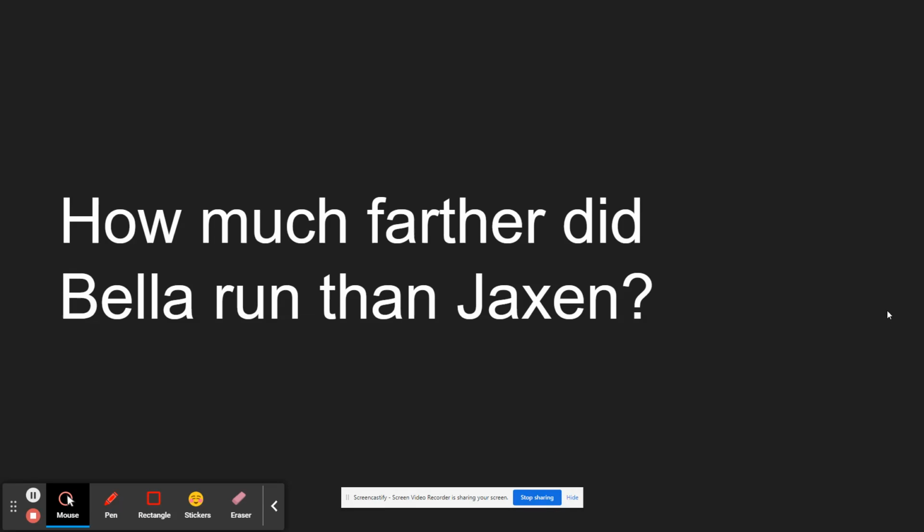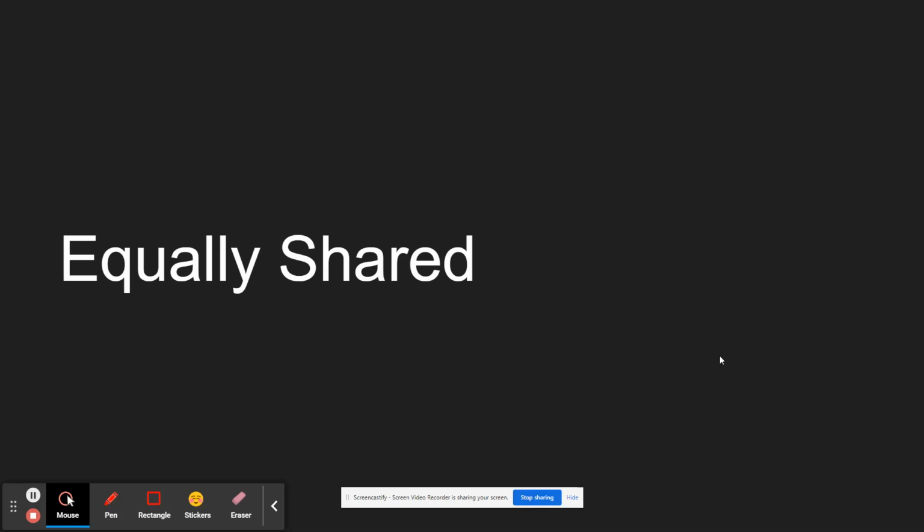How much further did Bella run than Jackson? So when we see how much further, we're trying to find the difference that Bella ran than Jackson. So we are going to subtract. So this one would be subtract. This one was divide.